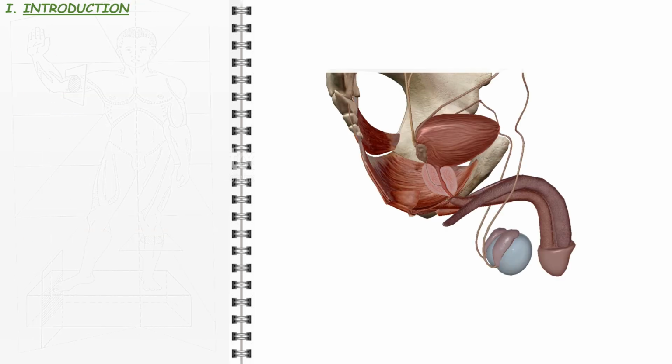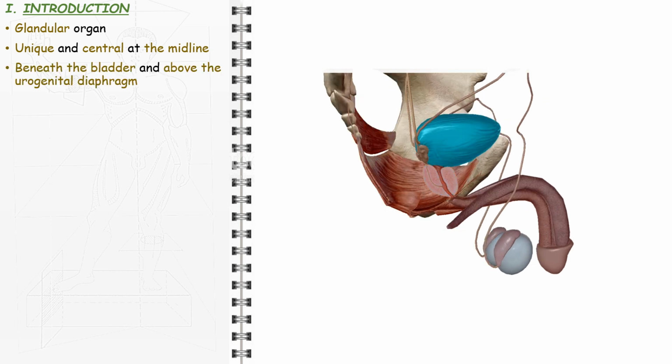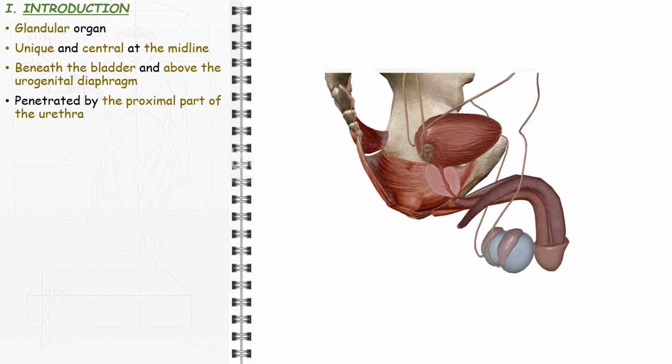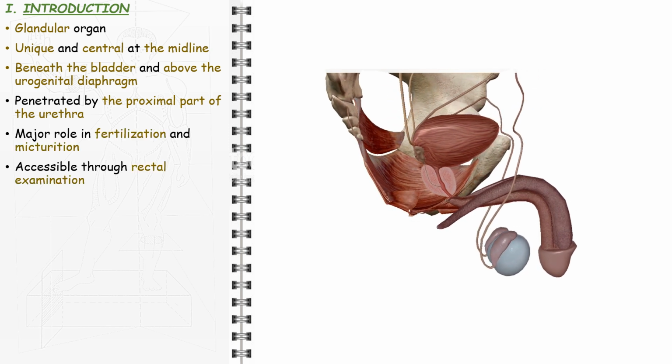The prostate is a glandular organ, unique and central at the crossroads of the urinary and spermatic tracts. It is situated at the midline beneath the bladder and above the urogenital diaphragm and penetrated by the proximal part of the urethra. Thus, the prostate has a major role in fertilization and maturation. It is accessible through rectal examination.